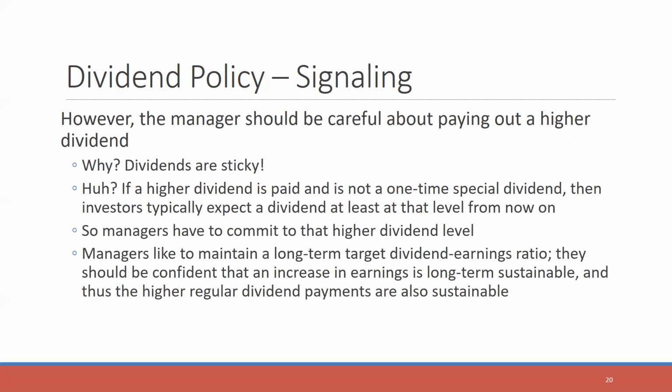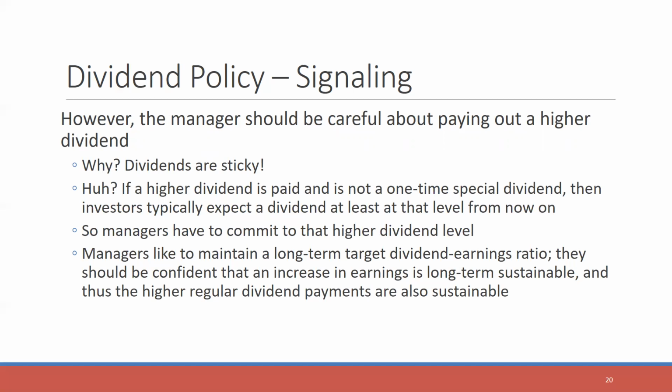Why? Because the manager should always be careful about paying a higher dividend because dividends are sticky. If a higher dividend is paid, and it's not a one-time special dividend like we saw with the example of Costco, trying to pay out more cash before the change in tax policy, then as an investor, I'm going to adjust my expectations and I'm going to expect at least that level of dividend from now on. So the manager has to commit to this higher dividend level.